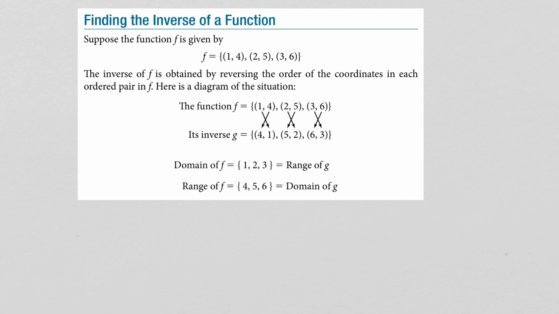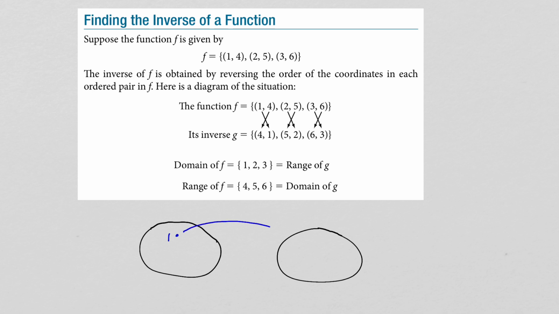To better understand this, let's draw a simple diagram. Here I have a set of numbers that I'm going to call the domain, and here is a set of numbers that I'm going to call the range. In this particular function, we are taking the number 1 and sending it to a new number 4. And the function f is what does that. So when you plug the number 1 into your function, you get the number 4 out of your function.